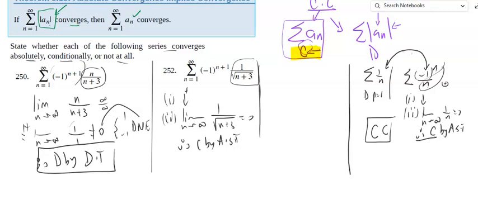Now I need to check. If this diverges, it's conditional convergence. If that converges, it's absolutely convergent. So I suggest you start with the absolute value first and then work your way, but whatever works.